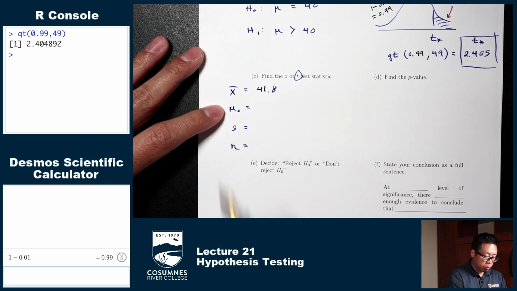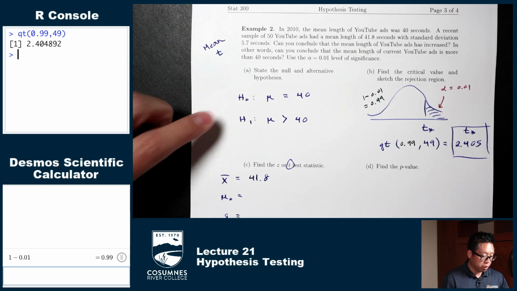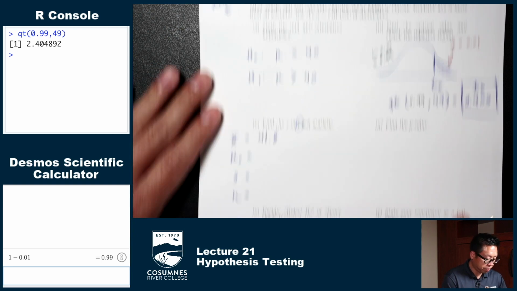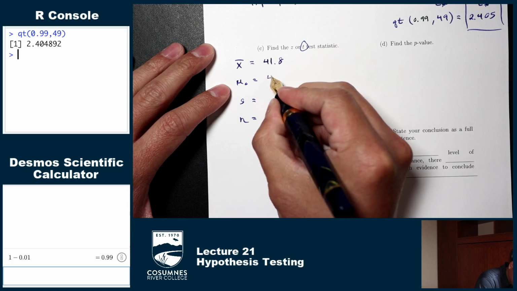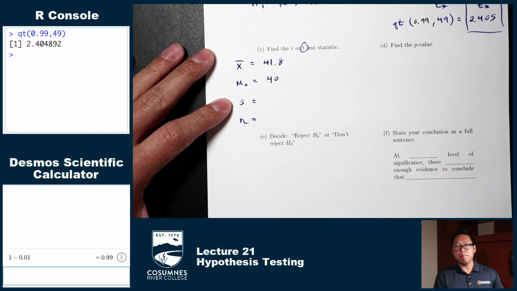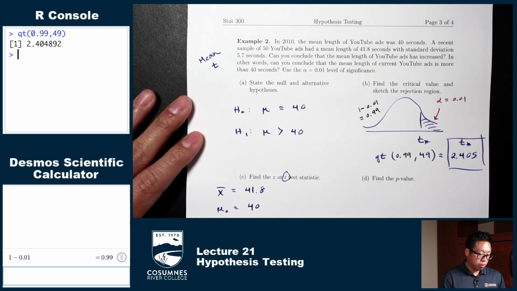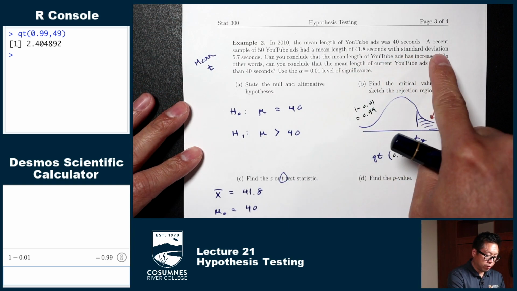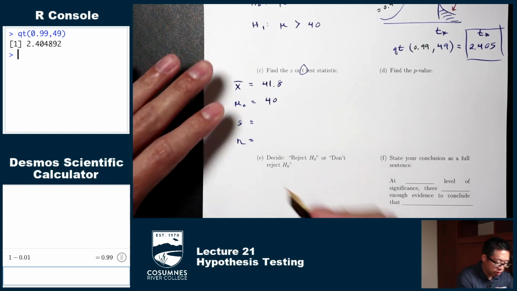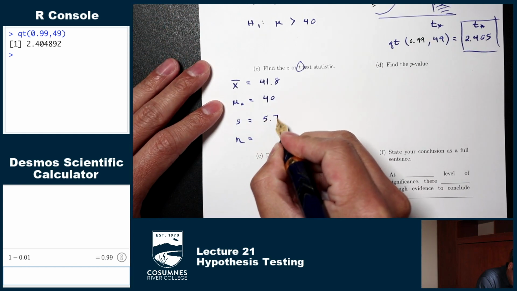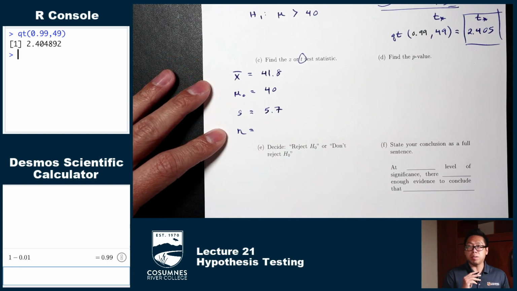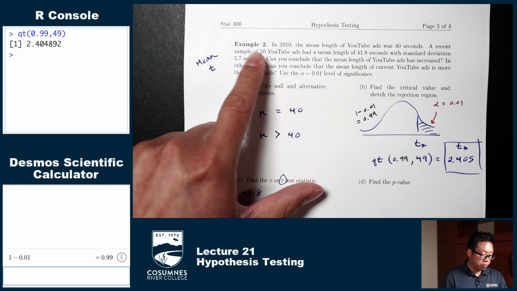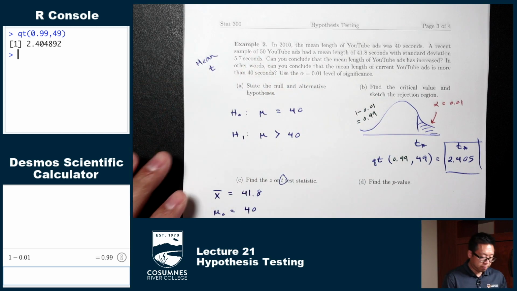Mu 0 is the mean that we use in H0. Okay, so in H0, the mean we used was 40. S stands for standard deviation. So what is the standard deviation? Standard deviation, 5.7. N is the sample size. So what is our sample size here? A recent sample of 50 YouTube ads. It's going to be 50.